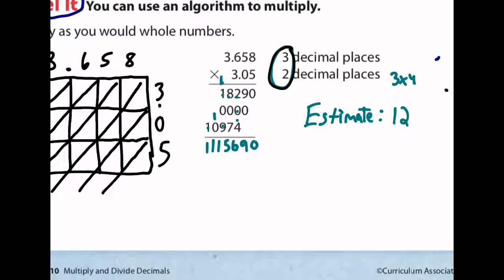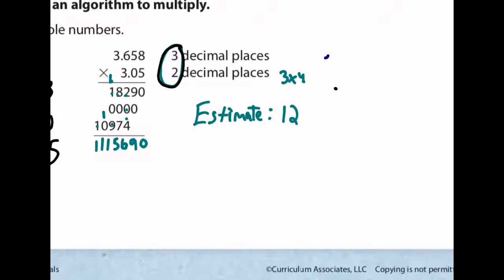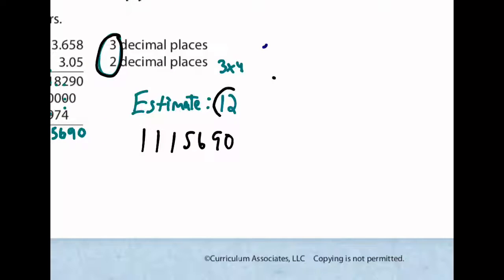Let's say you don't know where to put your decimal point, but you have all these digits, 1115690. If you know your answer's got to be close to 12, you have to put your decimal point somewhere where your answer's close to 12. How about there? No, that's close to 1. It's not close to 12. How about there? No, that's close to 111, so that's not a good place. Now, if you use your common sense, you're like, okay, if I put my decimal here, 11 is really close to 12. Well, that's a good way to place your decimal point.